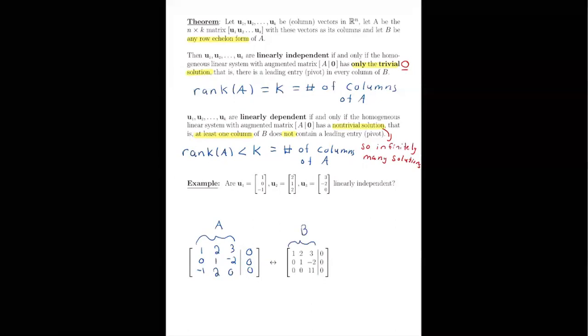Now what we want to do is just check whether or not there's a leading entry in every column of B. So let's identify the leading entries. There's one here, here, and here. So what's our conclusion? Here I'll just use the terminology pivot because it's less writing. So there is a pivot in every column of B.